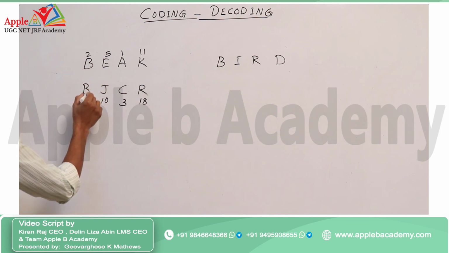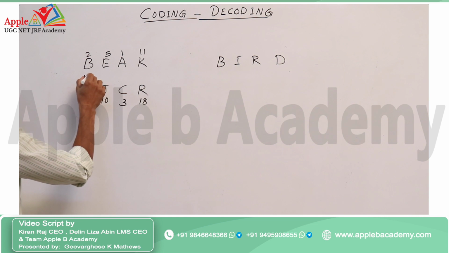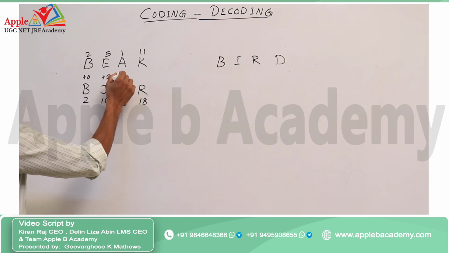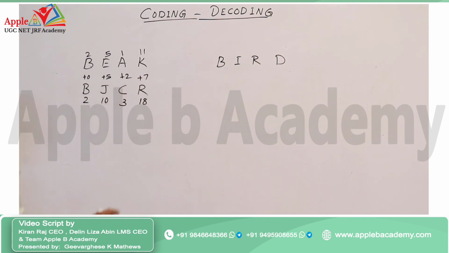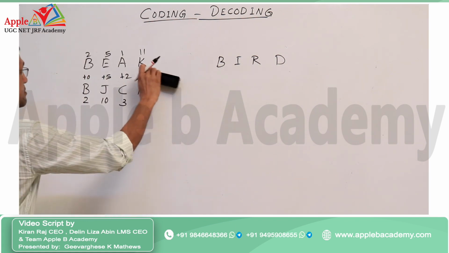So this one 2 and 2, 5 and 10. So plus 0, plus 5, and this one plus 2, and this one is plus 7. So do we have a pattern? Not at all. So you tell me, what would be the best pattern here?